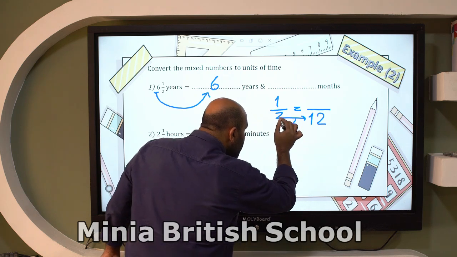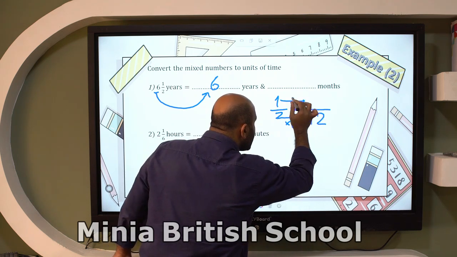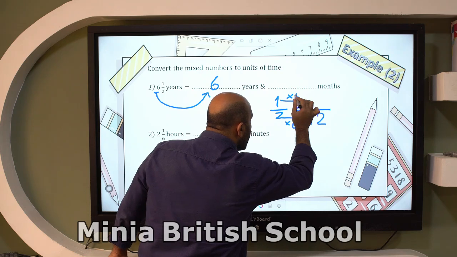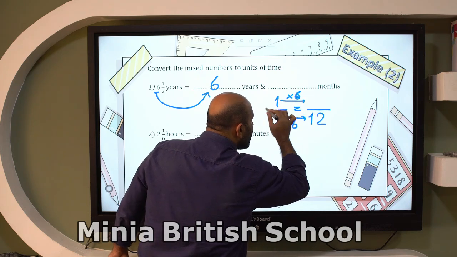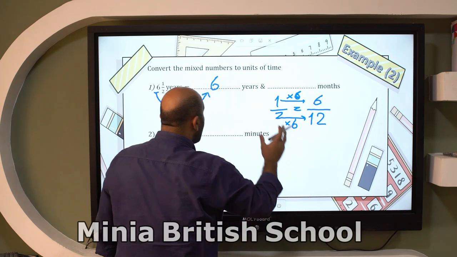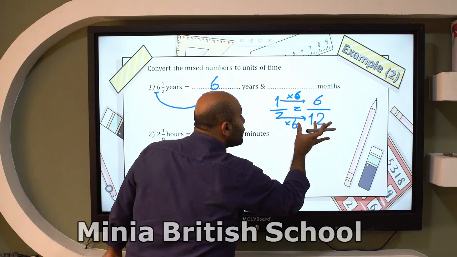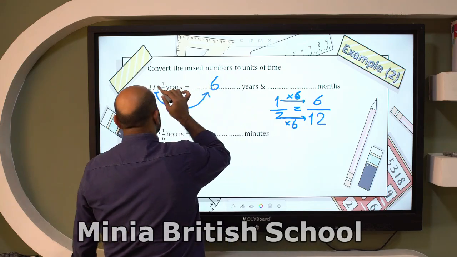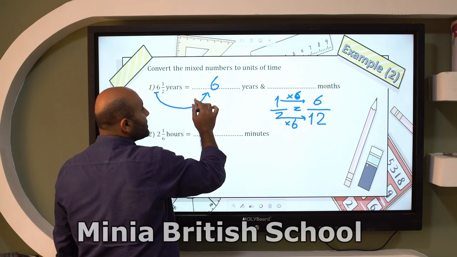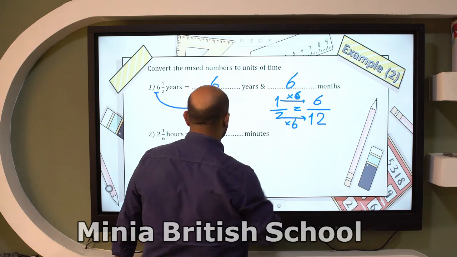And just like I multiplied the denominator, multiply also the numerator by 6. So 1 times 6 equals 6. So half of a year is represented by 6 months out of 12. So 6.5 years means 6 years and 6 months.